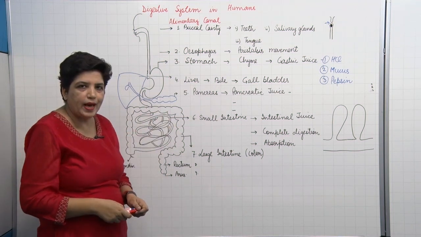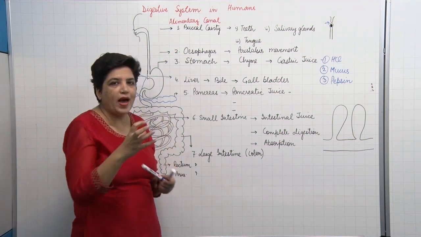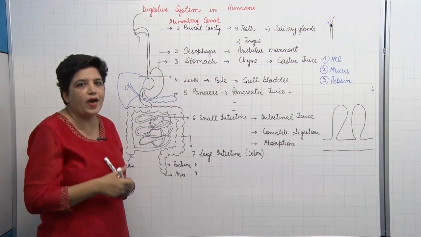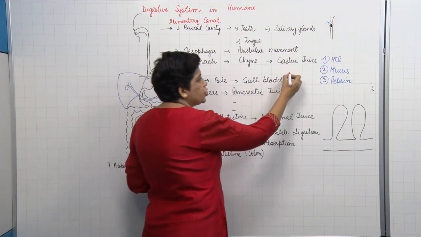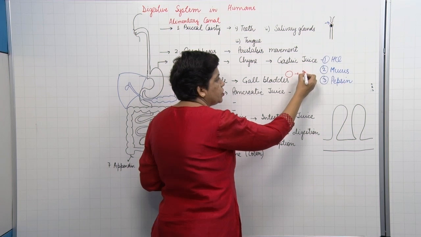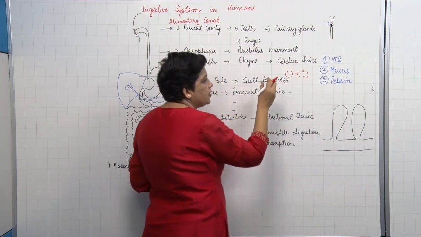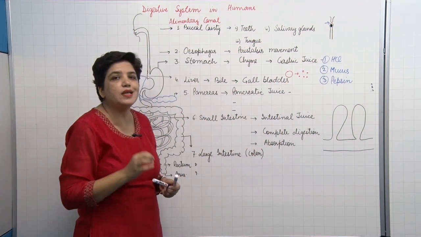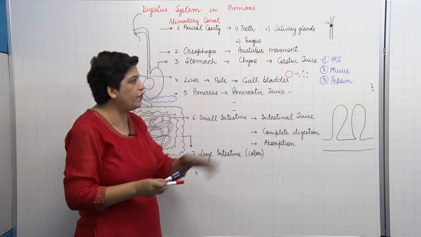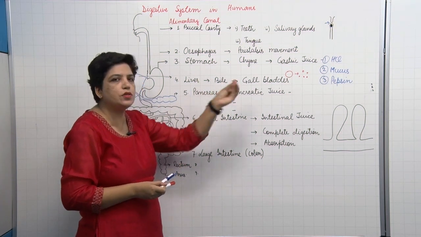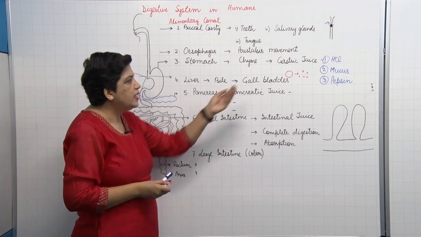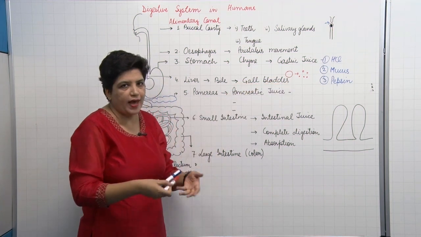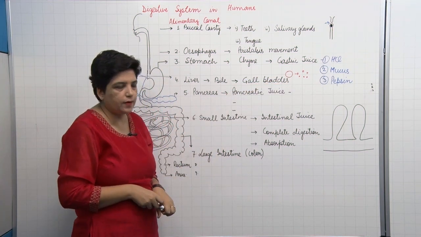What is the function of bile? It breaks down the fat molecules into smaller fat globules. The large droplets of fats are broken into smaller fat globules. This process is known as emulsification, breaking of fat droplets into smaller molecules. This helps in digestion of fat in the small intestine.